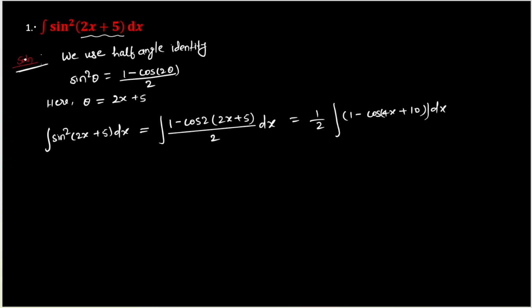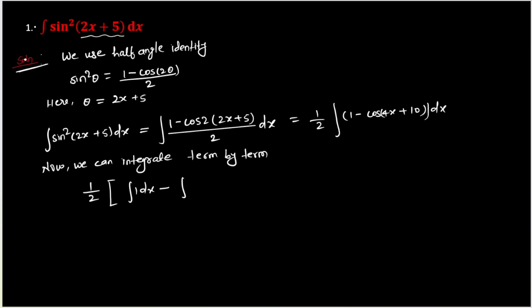Now we can integrate term by term, and then we can write 1 by 2 times the integration of 1 dx minus the integration of cos(4x plus 10) dx.